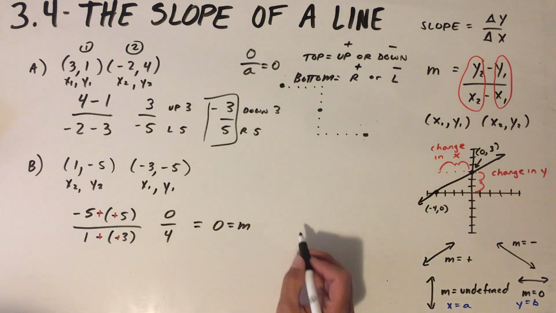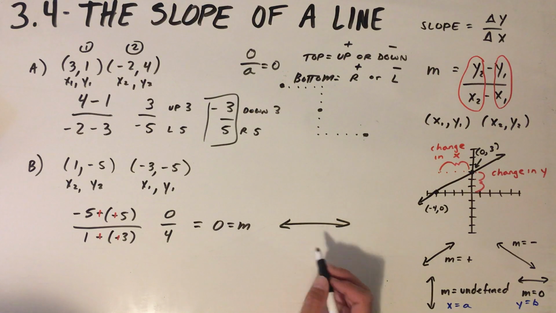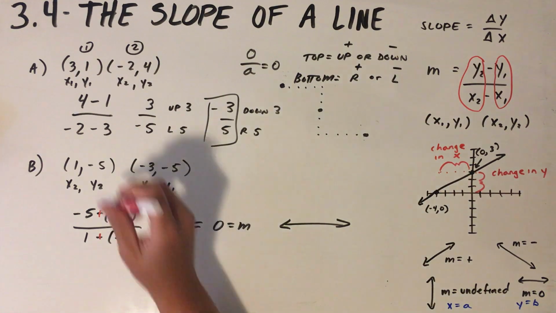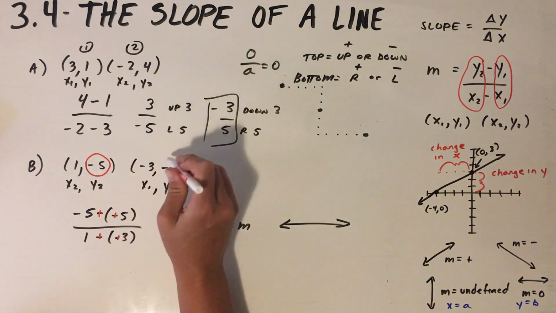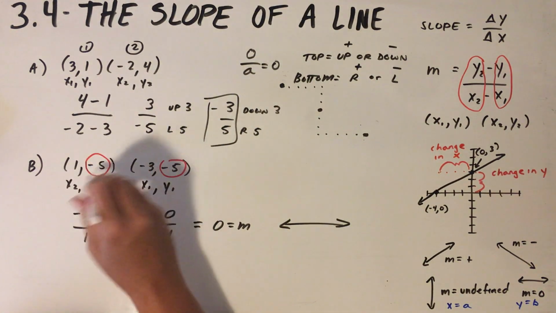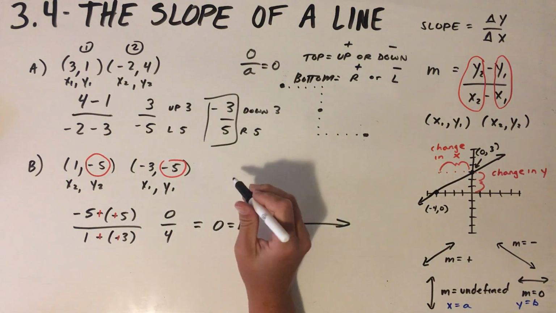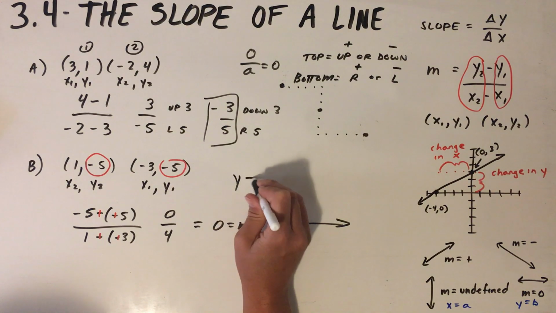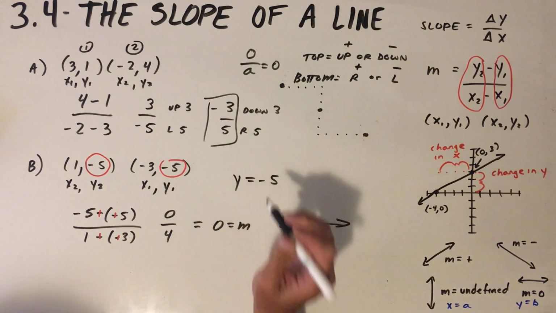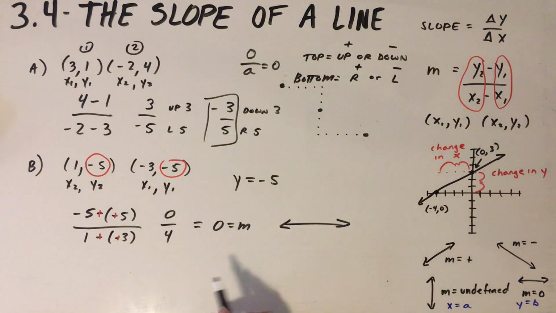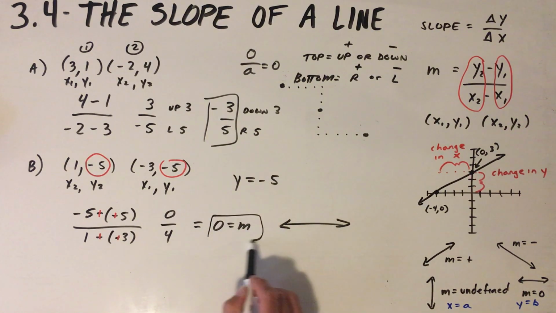What this means is this line is a horizontal line. There is no slope here. I can see that by looking at these points. My y value does not change. My x value changes, but the y doesn't. When the y does not change, then y will always be negative 5. Now again, this problem is not asking me to write this equation, it's just saying to find the slope. So this is the answer to this problem.